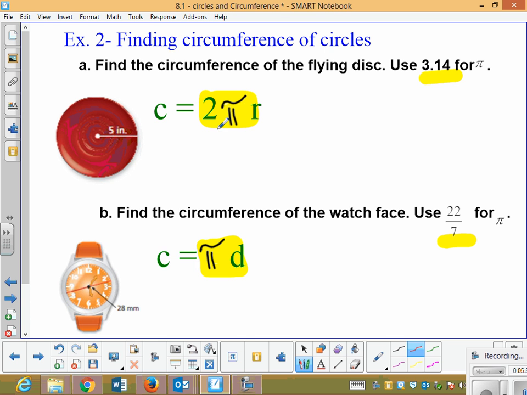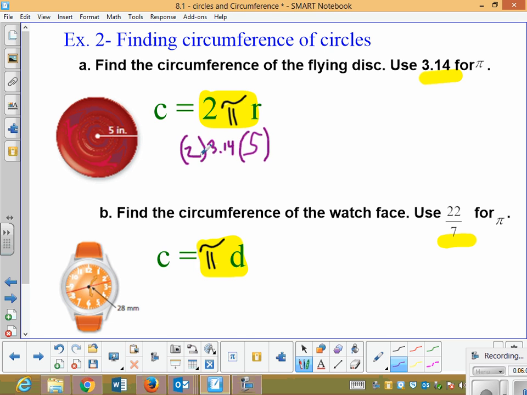In this case, I would use 2 pi r because they gave me the radius. So I'm going to plug in 5 for r. Again, on your homework, you're going to have to decide which formula to use. I use this one because they gave me the r. And then pi, they said they want me to use 3.14. So pi is going to be multiplied by 5, so 3.14 multiplied by 5. And then that is also going to be multiplied by 2.